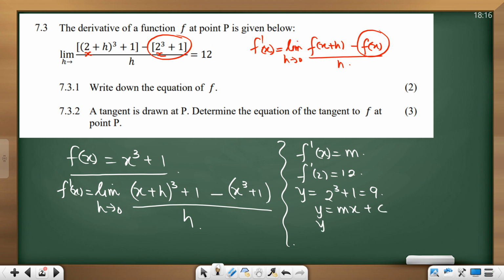What's our equation? y equals what? mx plus c. Okay, guys, do we have the y value? 9. Do we have the gradient? What's the gradient? 12. Do we have x? 2. So 9 equals 12 times 2 plus c. What is your c? 9 minus 24. What would that give us?